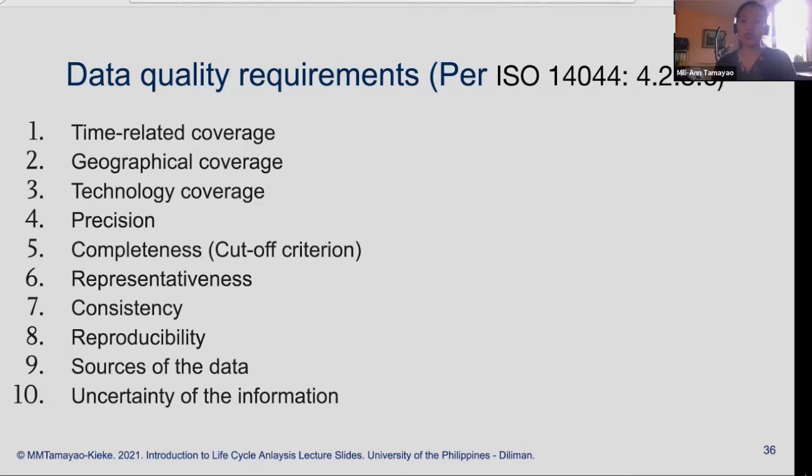Consistency is a qualitative assessment of whether the study methodology is applied uniformly to the various components of the analysis. Reproducibility is, of course, whether future researchers will be able to perform the study that you conducted. And then sources of the data, you have to be able to clearly summarize all the sources of your data and, of course, provide an assessment as to the soundness of these sources. And then the uncertainty of the information. So discussion on some uncertainty related to the information that you have.